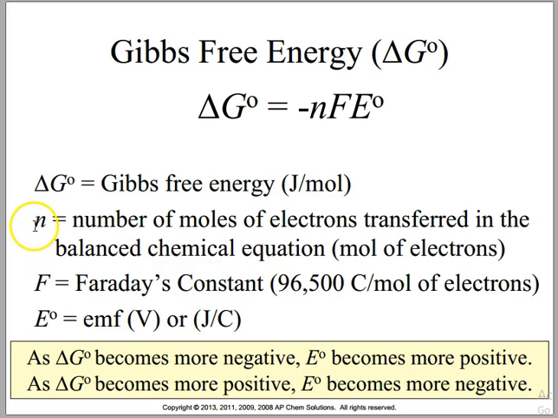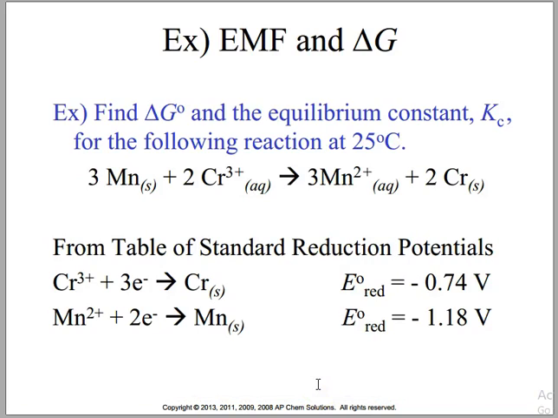times E°. So n has typically stood for moles for us, and it still does here, but now it's moles of electrons. F is Faraday's constant, which relates the charge per mole of electrons. This is given to you on the AP exam. So this is the Gibbs free energy equation in relation to the electromotive force, or the cell potential. As delta G becomes more negative, the standard cell potential, the electromotive force, becomes more positive. And the opposite is also true.